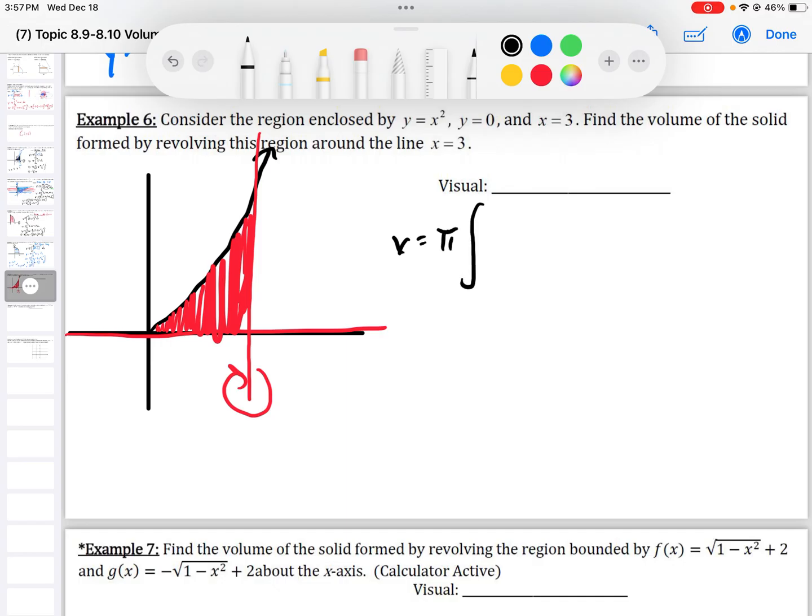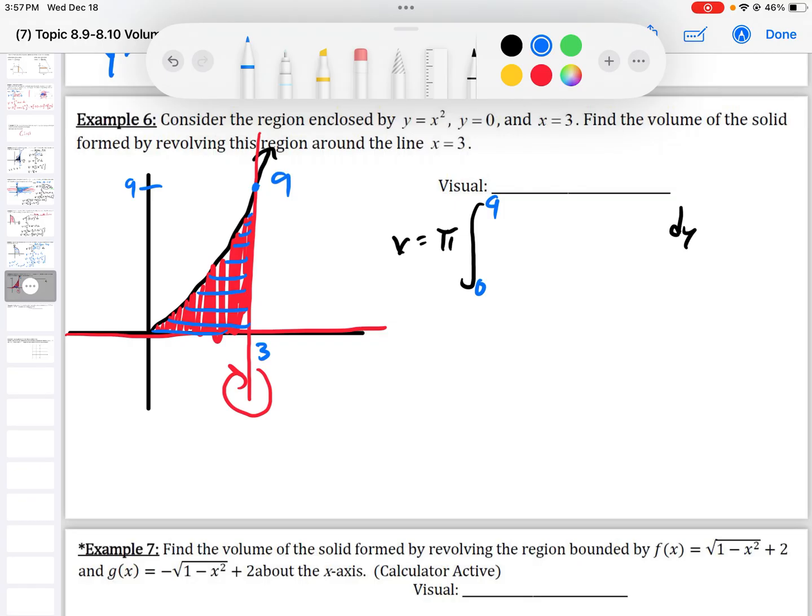It's equal to pi, limits of integration. Since I'm revolving around basically a y-axis, I get my limits of integration from the y-axis. So I would be adding up all these radiuses from 0 to 9. So this is when x is 3, it crosses when y is 9. So those would be my limits of integration.